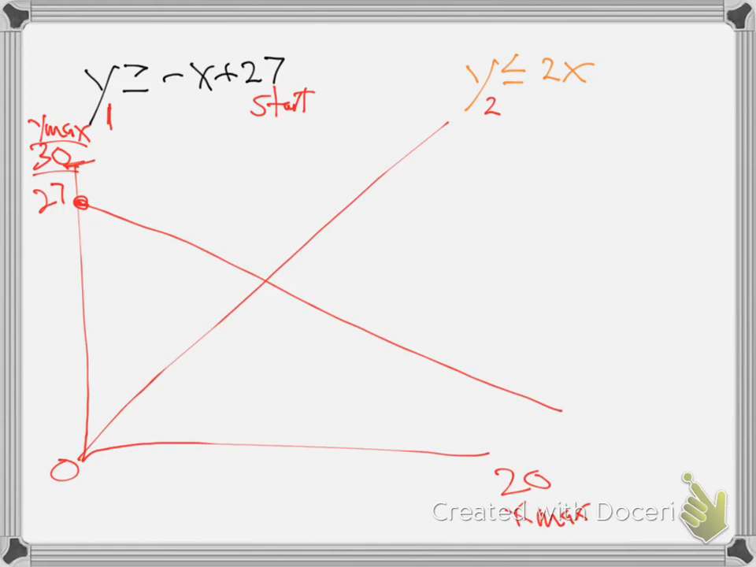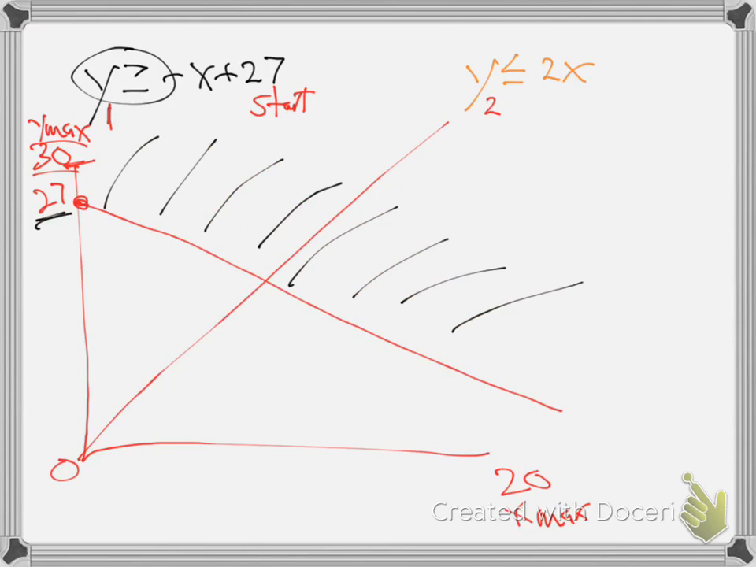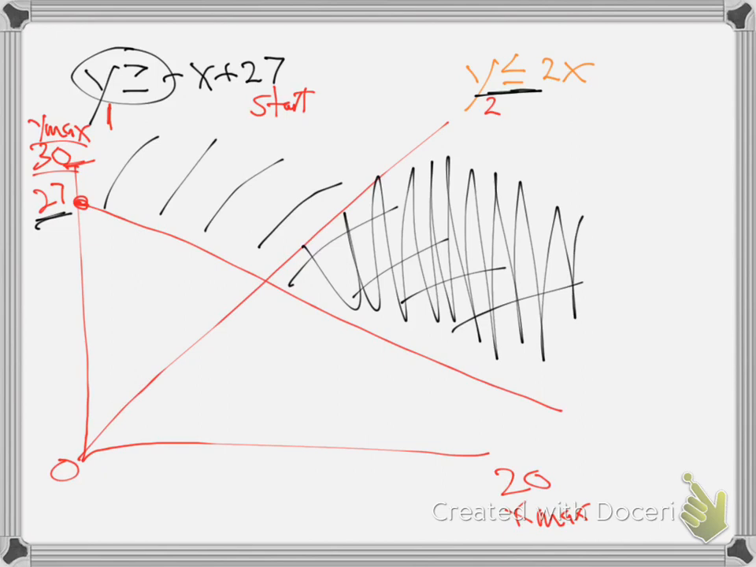Now, is the shading... Well, it's kind of tricky, huh? It's above one of them. It's greater than the line that hits up at 27, so it's greater than this line, and it's less than the other line, so it's below, so it's this section out here, isn't it? It's that section right there. You with me?